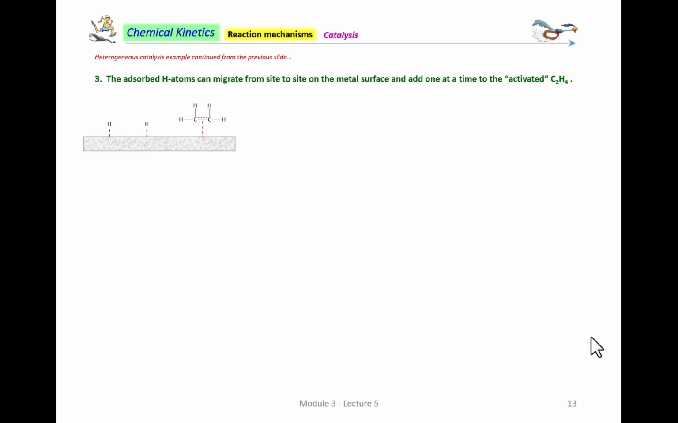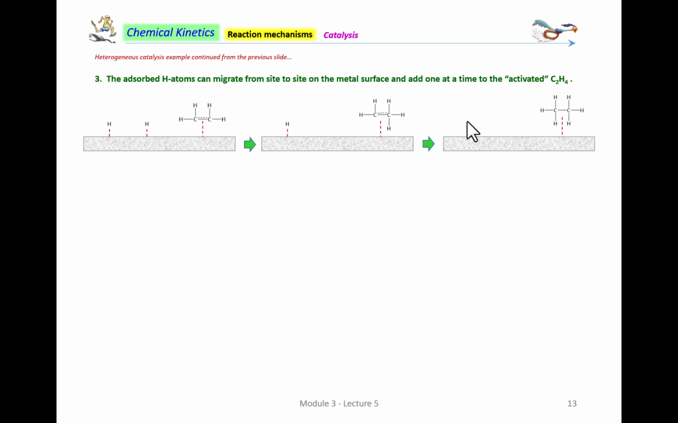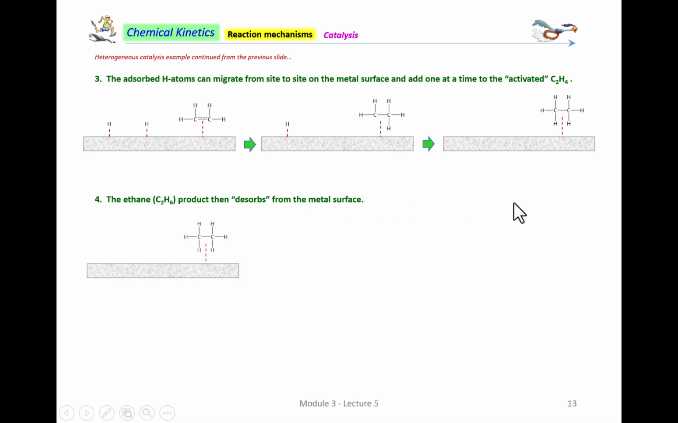Now, the adsorbed hydrogen atoms are thought to be capable of migrating from site to site on the metal surface, and as they do, they approach an ethylene and can add one at a time to the activated ethylene. So you notice in my little cartoon here, one of these hydrogen atoms has moved and added to this carbon-carbon double bond. And of course, this could happen again, and now both hydrogens have added to the carbon-carbon double bond, and we now have ethane, our product, that's still adsorbed on the metal surface. And then in the last step, we say the ethane product desorbs from the metal surface. And we can show that like this.